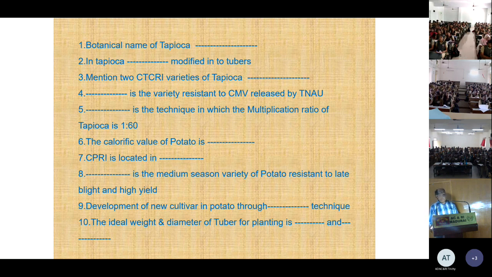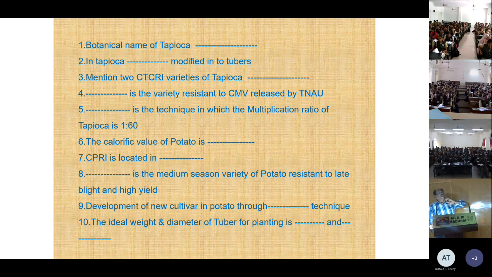Both are tuber crops: one is a root tuber and the other is a stem tuber, the potato. So these are some questions for your reference. What is the botanical name of tapioca, and in tapioca which part is modified into tubers? Mention two CTCRI varieties of tapioca. In our TNAU varieties, tapioca CO3 is the variety resistant to cassava mosaic virus. The multiplication ratio of tapioca is 1:60, through the mini set technique.